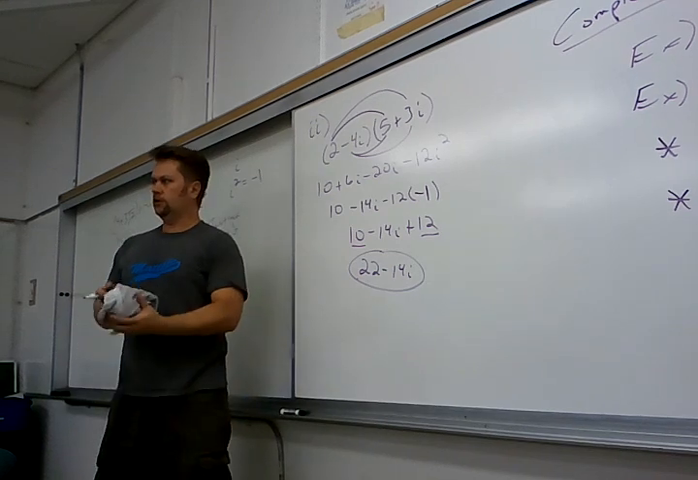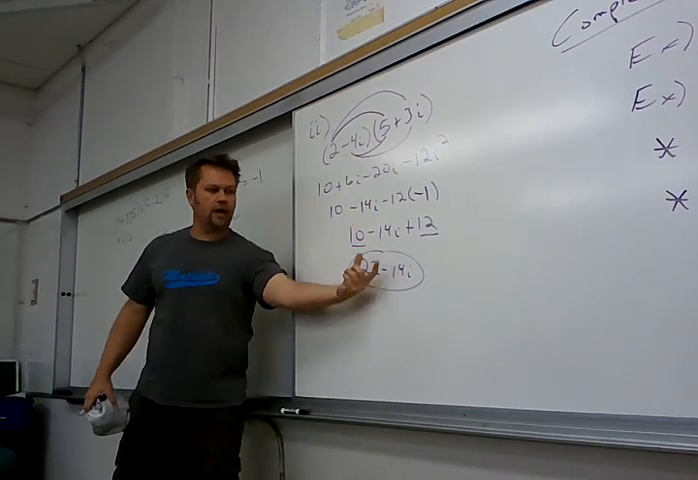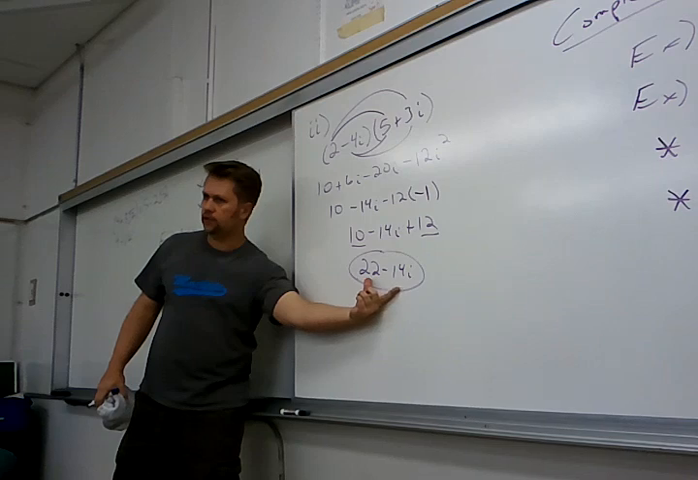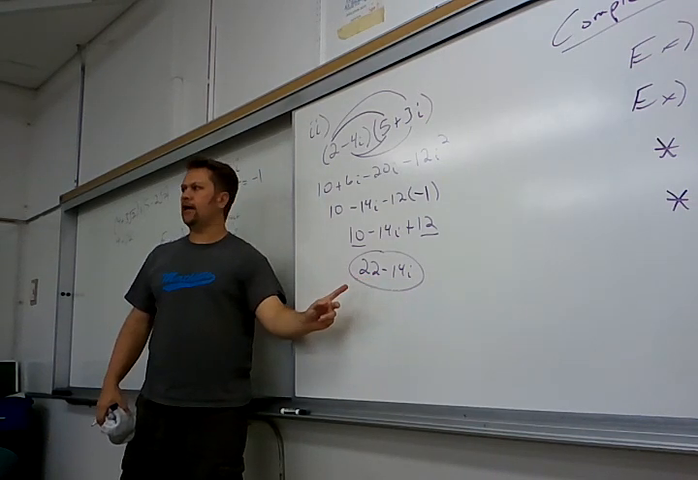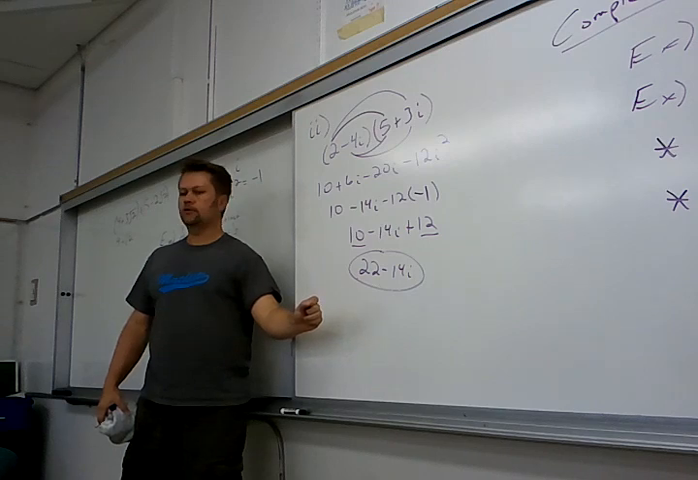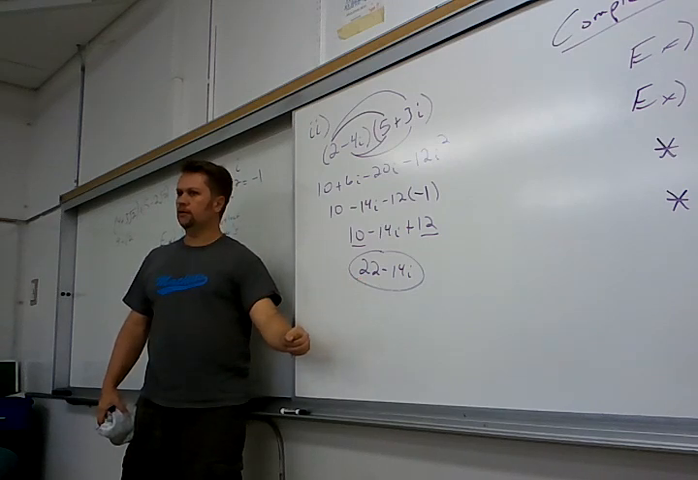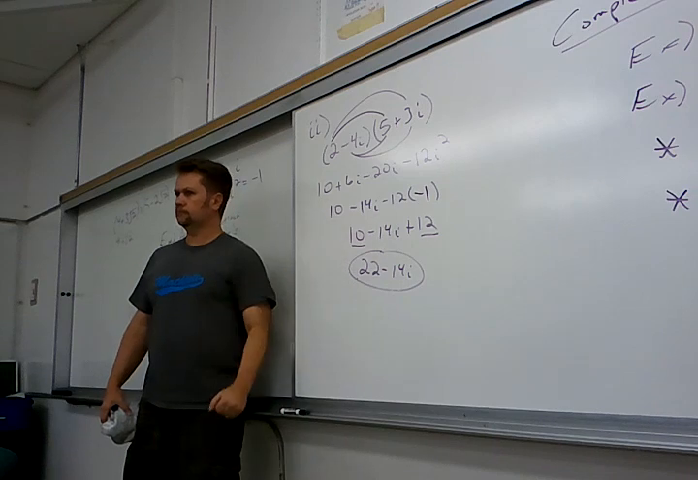Okay. Notice how two complex numbers multiply to be a complex number, so you should be able to write it in the form a plus bi. In this case, what's a? The real number, 22. What's b? -14.